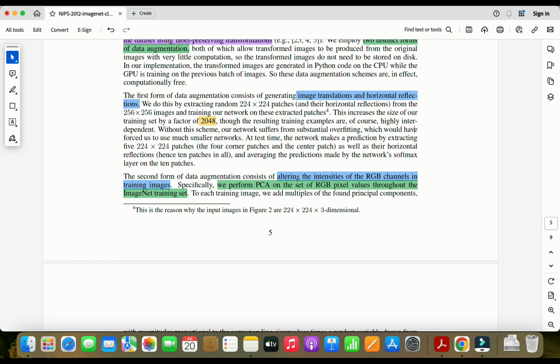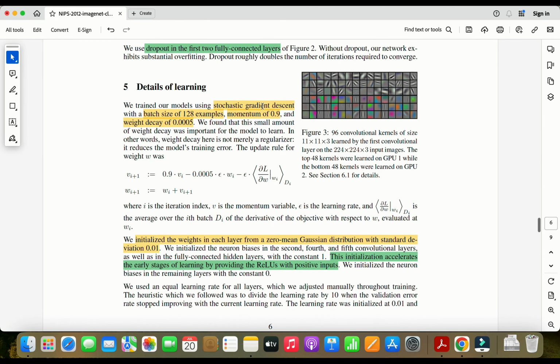And they have done PCA for altering the RGB intensities. This has also improved the accuracy by reducing the top 1 error by over 1%, and this has also made the model invariant to changes in intensities. Dropout is used in the 2 fully connected layers with a probability of 0.5. For learning, they have used SGD, batch size 128, momentum 0.9, weight decay of 5 times 10 to the power minus 4. And they have used various initialization techniques also, which has helped in faster training.